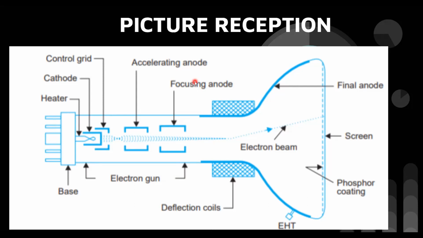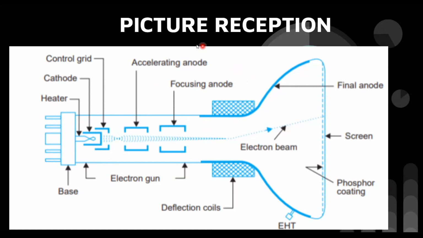So the receiving antenna intercepts. I will conclude briefly regarding this picture tube, picture reception. So the receiving antenna intercepts this radiated picture and sound carriers, which are fed through the RF tuner.